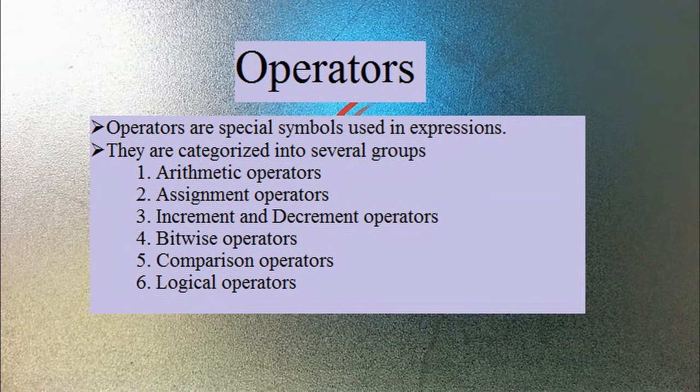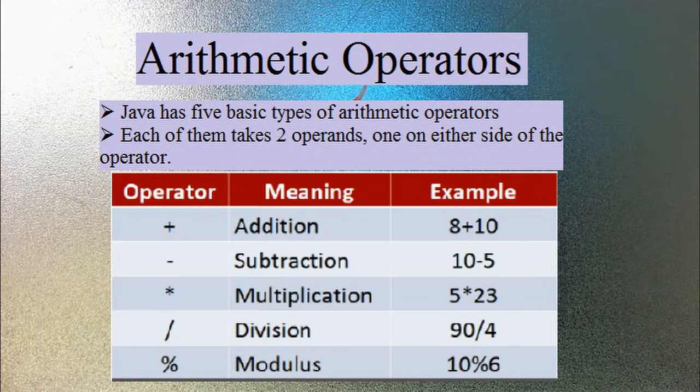Let's see what an operator is. Operators are special symbols used in expressions. They are categorized into several groups: arithmetic operators, assignment operators, increment and decrement operators, bitwise operators, comparison operators, and logical operators.